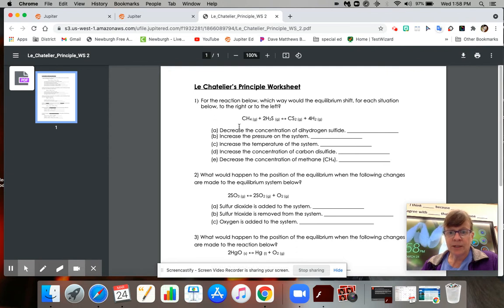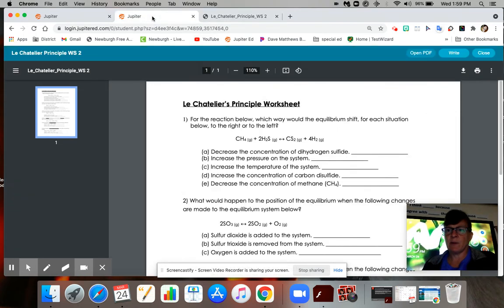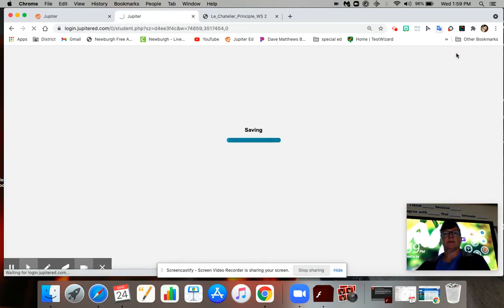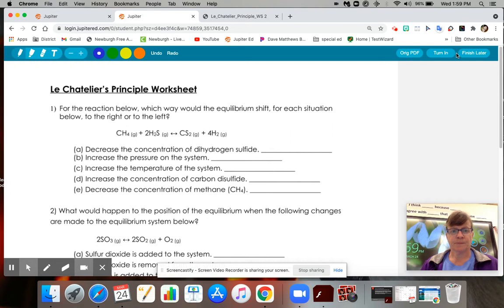So let's take a look. Here's our reaction. We have the left side and the right side. Let's see if I can go back. So I want to be able to write on this. There we go. Now we can write on it. Great. So again, let's just mark. This is the left side, and the arrow separates it from the right side. So just to be really clear. Maybe that's part of the confusion.